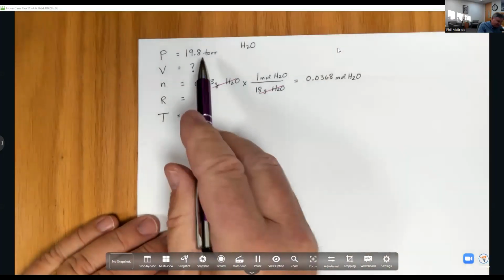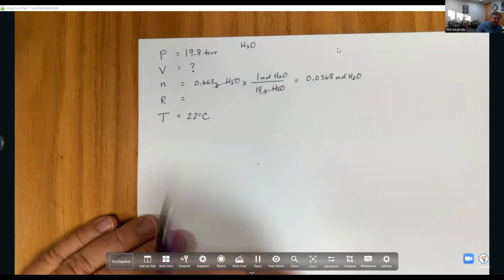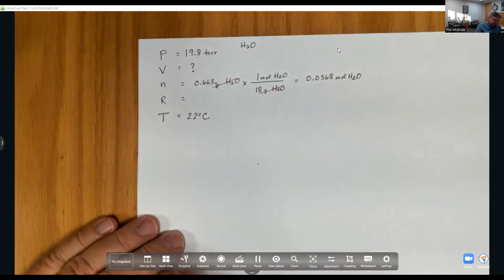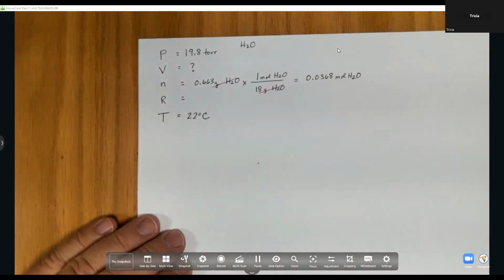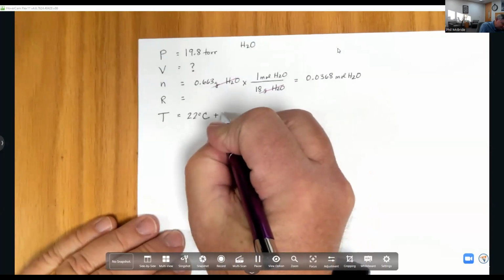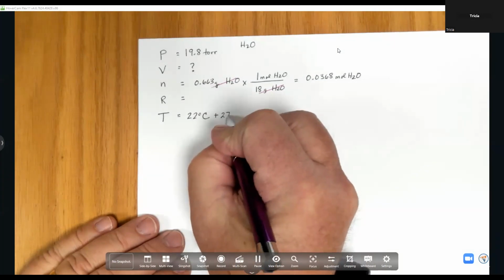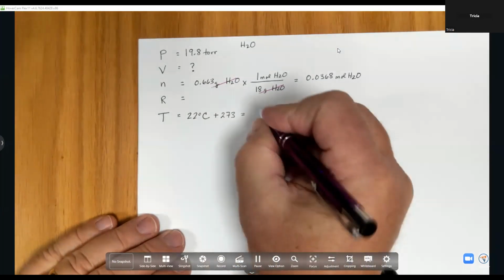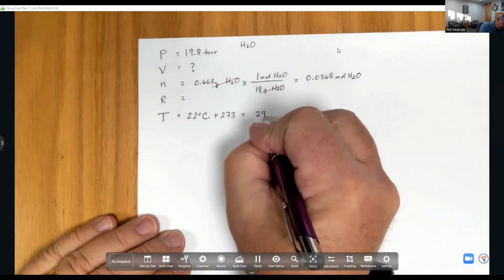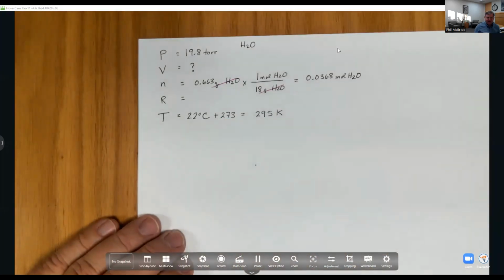All right, so now I have pressure, moles, temperature. What do I have to do with temperature? Change it to Kelvin. How do I do that? Add 273. So that would be 295 Kelvin. And what is R? Anybody remember R?